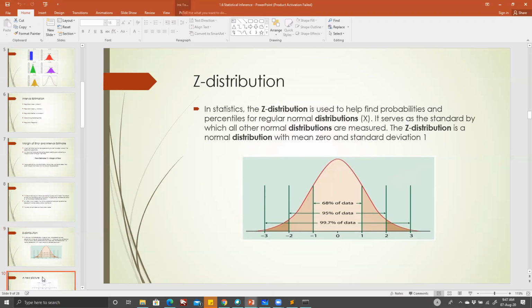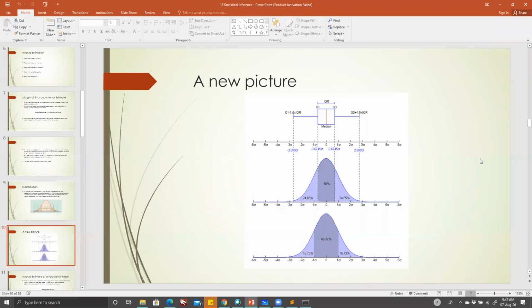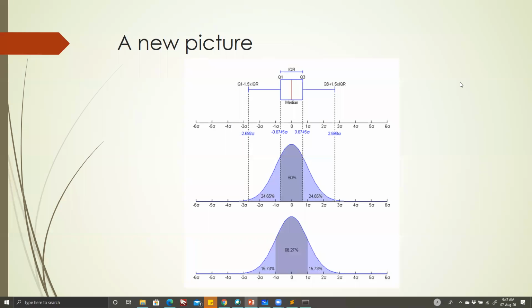So let me show you a picture first, and let me just go full screen here. What do you see here, guys? IQR, median, box plot. Exactly. So we are trying to show a connection here. This is your z distribution. If you were to take -1 to 1 standard deviation, it would cover 68.27, so let's call it 68.3% of the distribution.